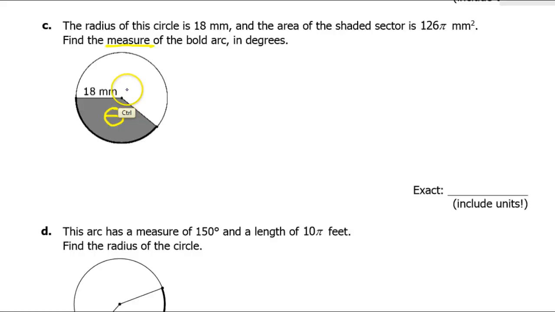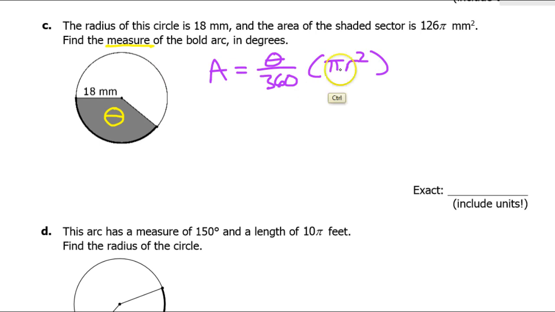Anyway, they gave us the area of the sector. So let's start by writing down the formula for the area of the sector. So that's going to be some fraction of the total area of the circle. So this is the formula for the sector area. Let's fill in what we know. Well, first of all, what are we trying to find? We're supposed to find theta. So this is what we are looking for.